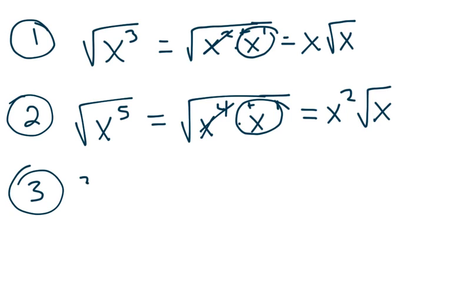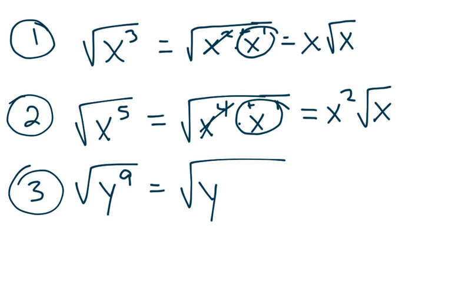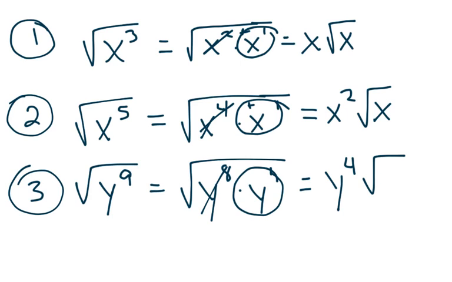So the square root of y to the 9th. I can break this down into y to the 8th times y to the 1. The square root of y to the 8th is y to the 4th, since 8 divided by 2 is 4. That leaves y to the 1 under the square root sign. Okay? So let's do two more.